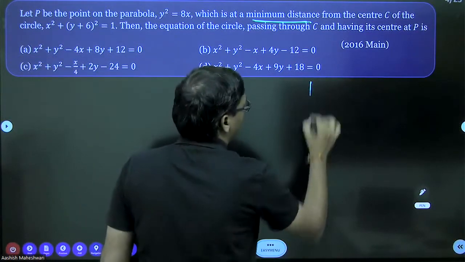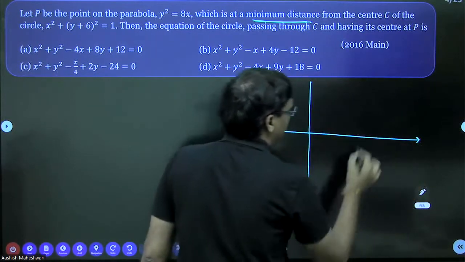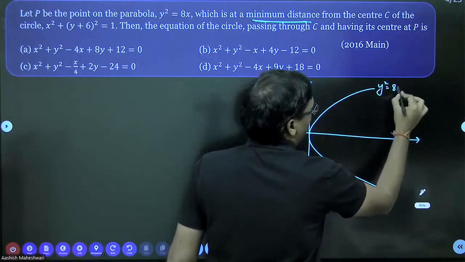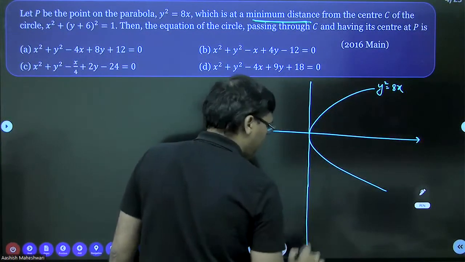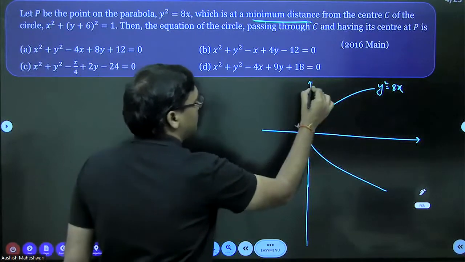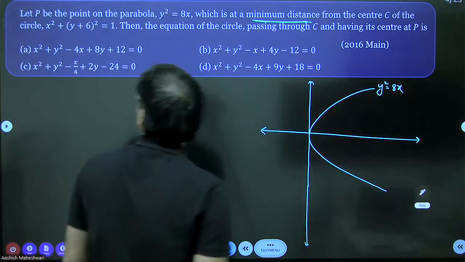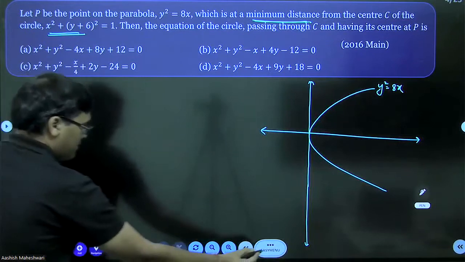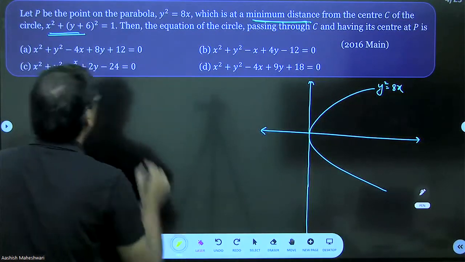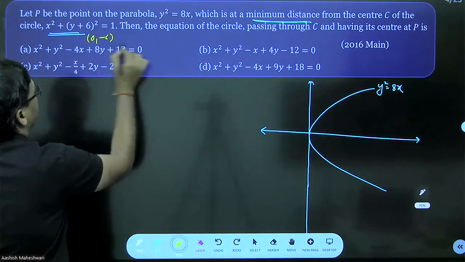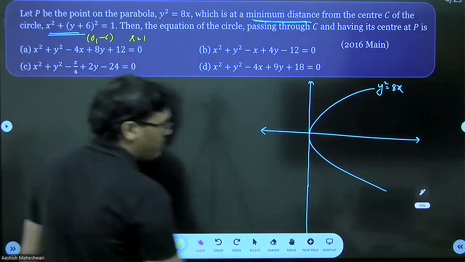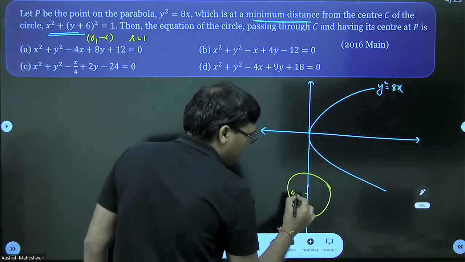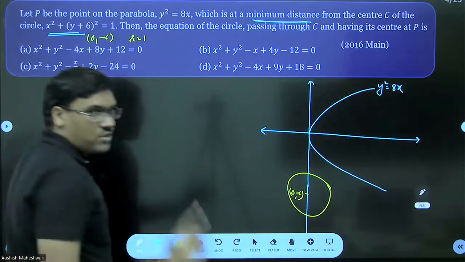We have a parabola y² = 8x, and we have a circle. What is the circle? x² + (y + 6)² = 1. You can clearly see the center is (0, -6), and radius is equal to 1. So it will be something like this. This is the circle, center (0, -6), radius is equal to 1.